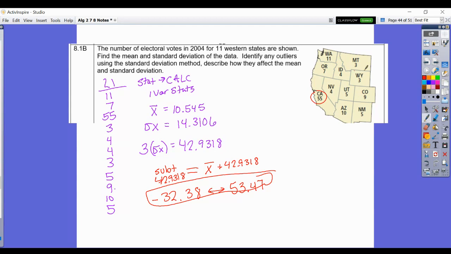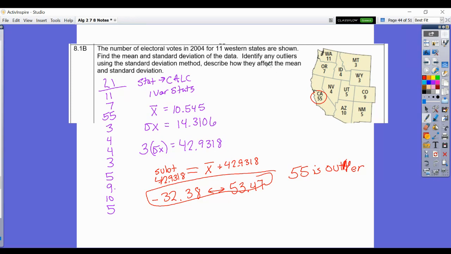So I would have said, of course 55 is an outlier. Look at it compared to those numbers. But it's actually really close. So 55 is an outlier. Excuse my writing. There we go.